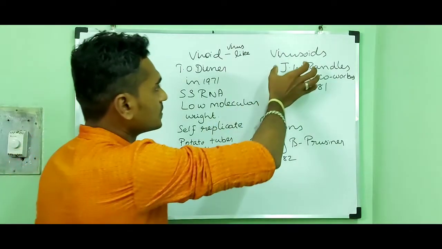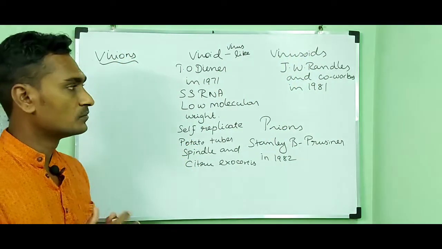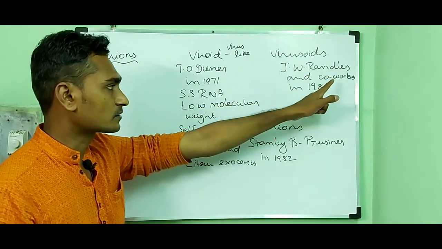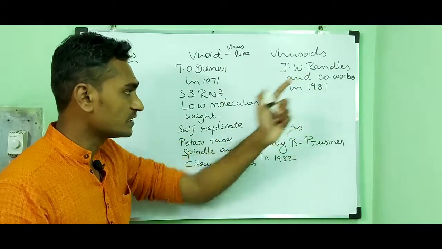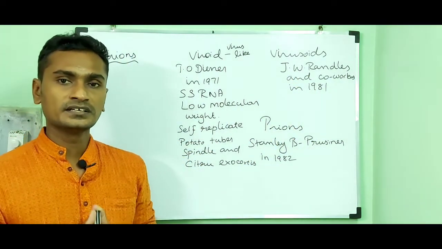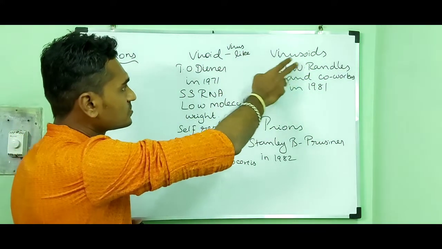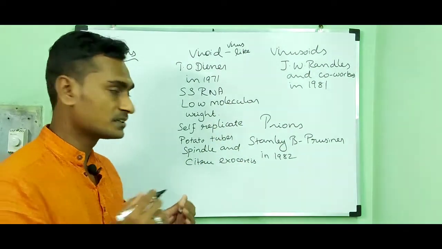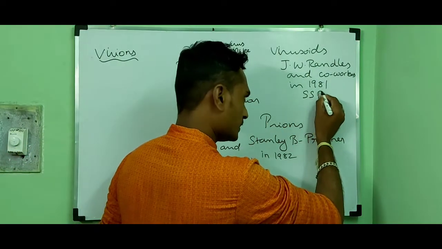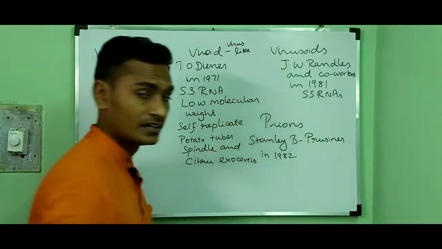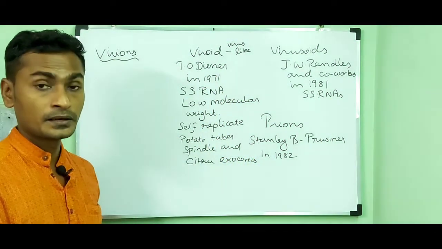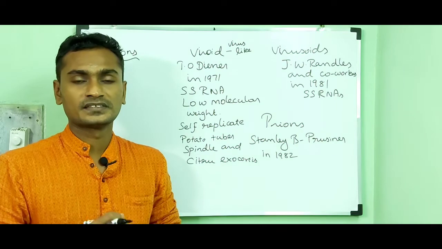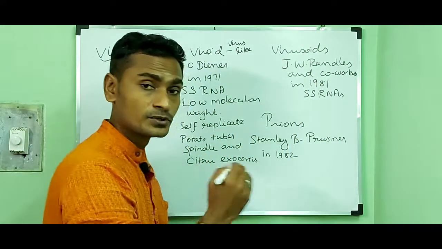Then the third term is Virusoid, and it was discovered by the scientist J.W. Randles and his co-workers in the year 1981. Then what is the difference between virusoids and viroids? Virusoid contains single-stranded RNA as the genetic material, like viroids, but virusoids cannot self-replicate. They are not able to self-replicate.